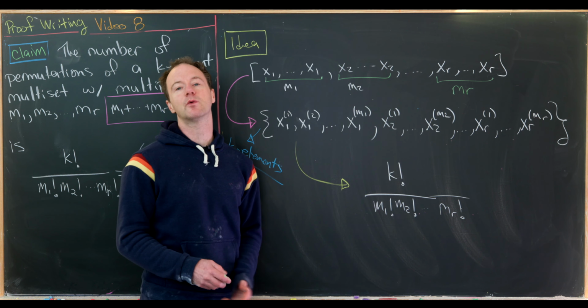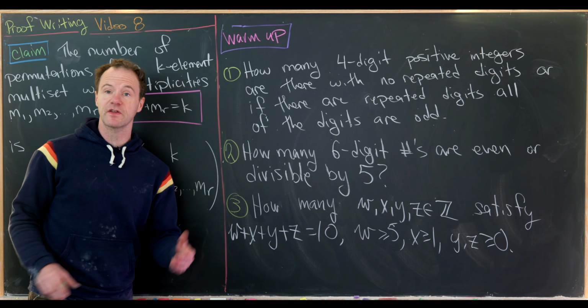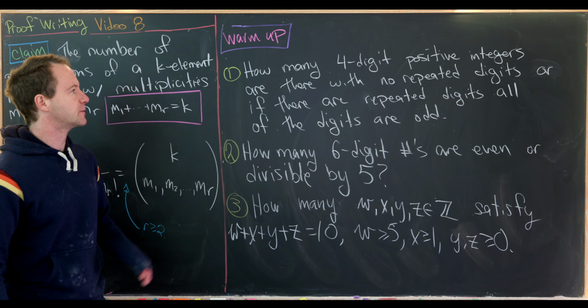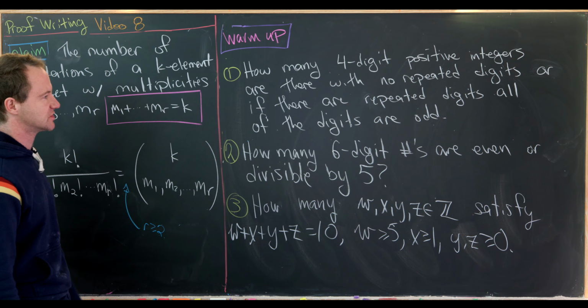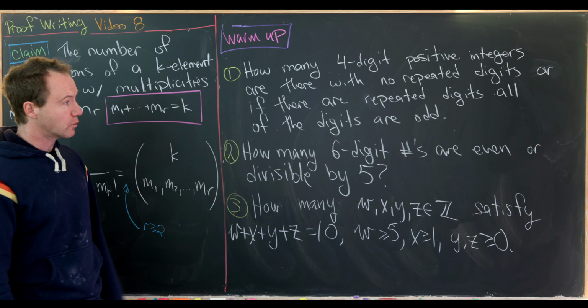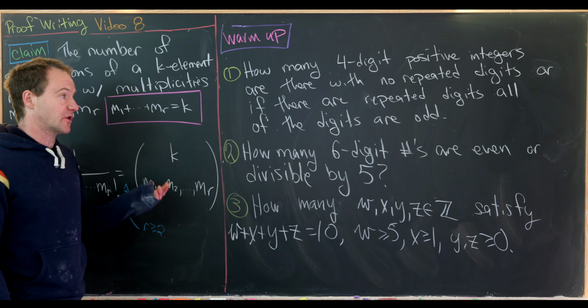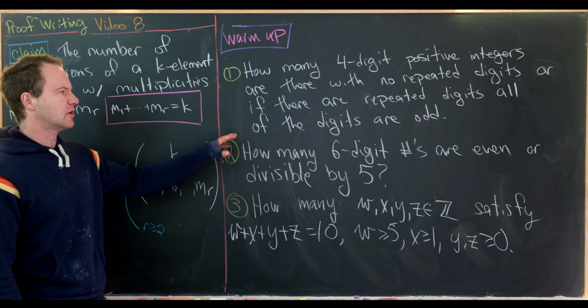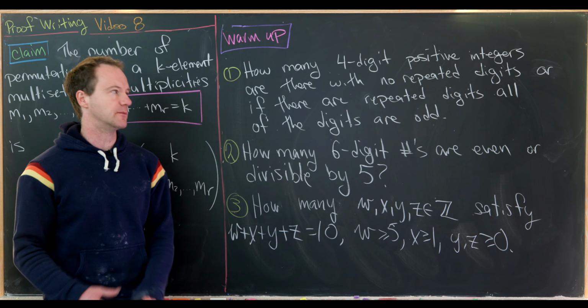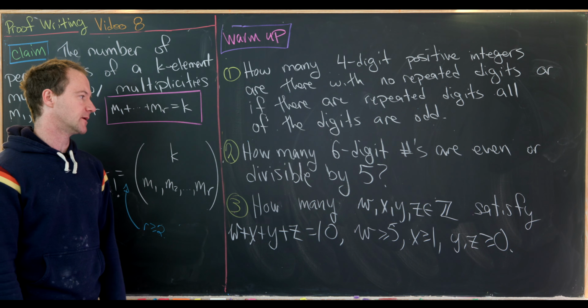Okay, so now I'm gonna leave you with some warm-up exercises. So I've got 3 nice warm-up exercises for you. The first is to count how many 4-digit positive integers there are with no repeated digits, or if there are repeated digits, all of the digits are odd. And I don't mean all of the repeated digits are odd, but all of the digits are odd.